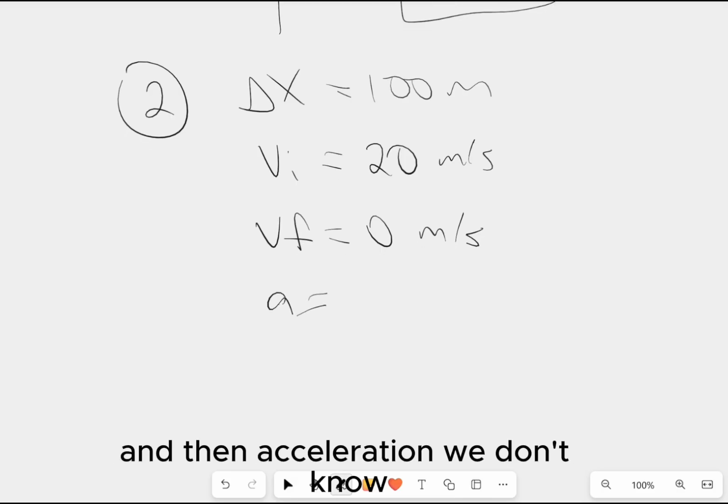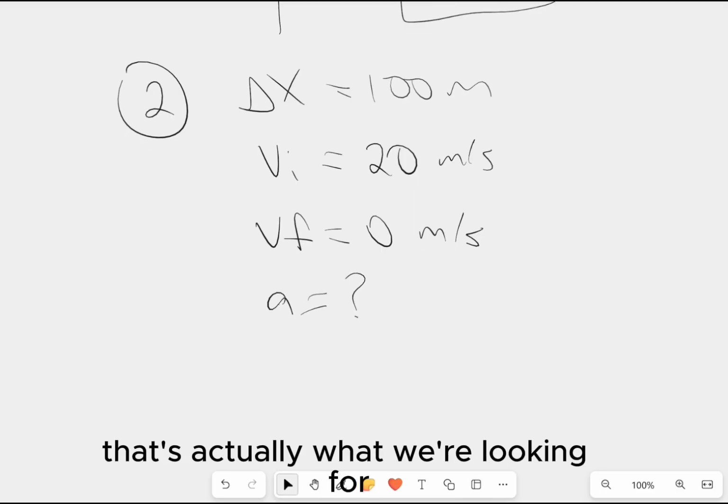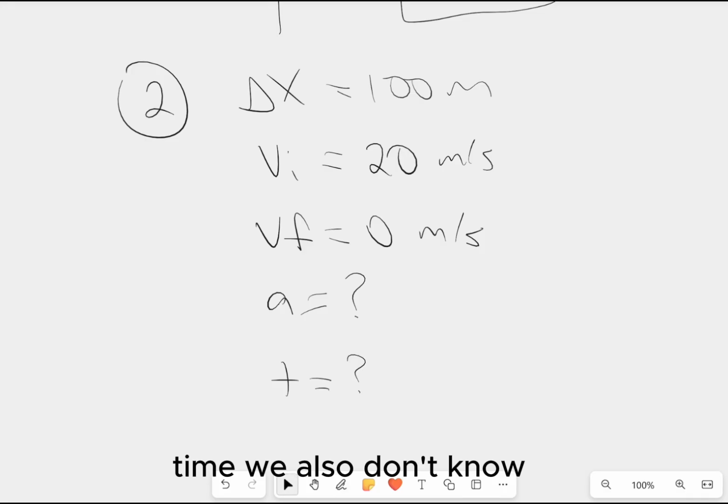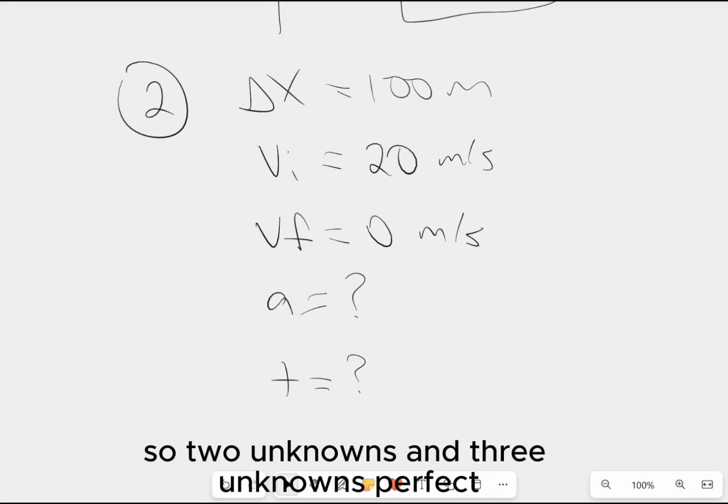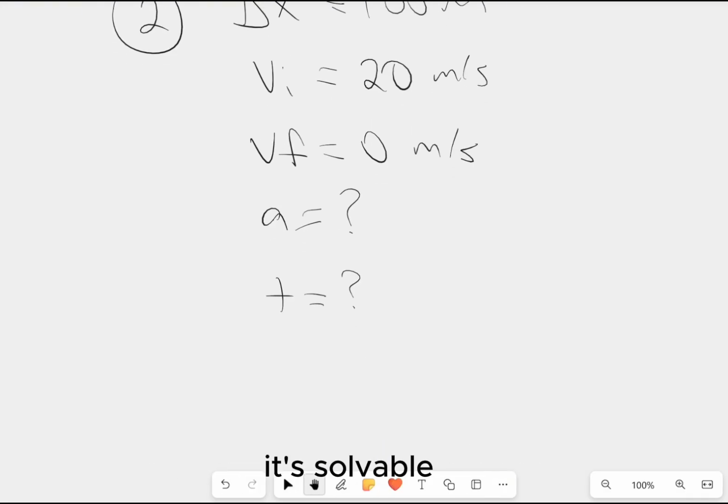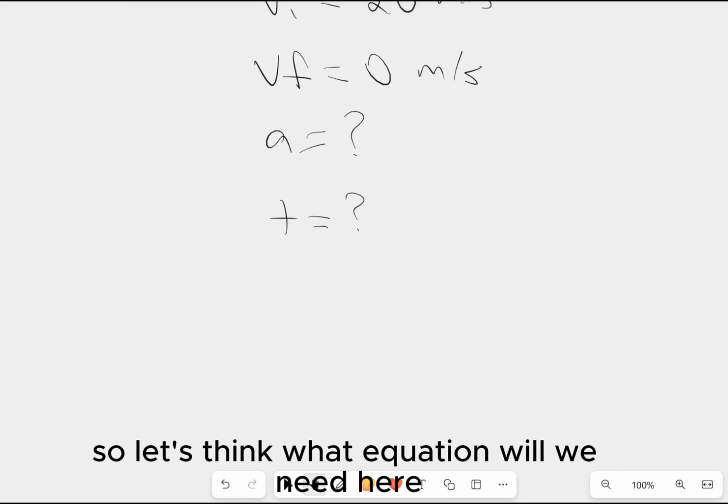And then acceleration, we don't know. That's actually what we're looking for. Time, we also don't know. So 2 unknowns and 3 knowns. Perfect. It's solvable. So let's think, what equation will we need here?